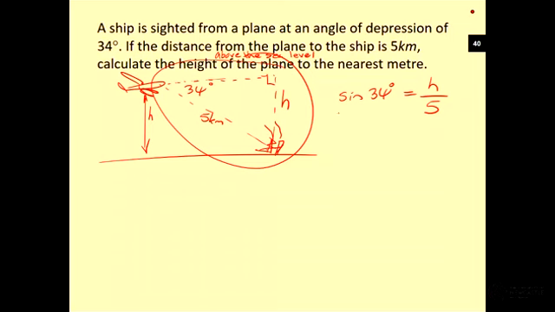The 5 multiplies over. So h equals 5 sine 34. 5 sine 34 equals... What accuracy did it say? To the nearest metre.